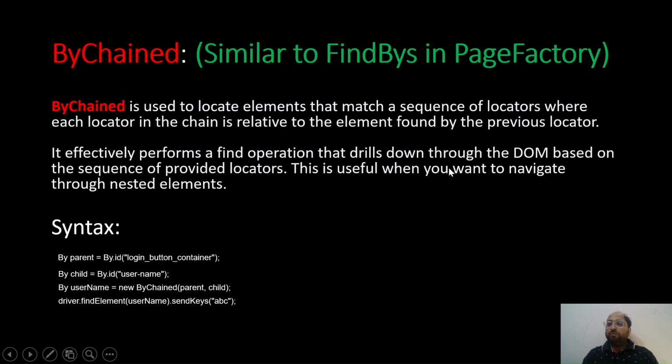This is useful when you want to navigate through nested elements, meaning this particular ByChained is useful when we have nested elements, and let us say in nested elements we want to locate the child element with respect to the parent, right? So this is where we are going to use ByChained. And if you're using PageFactory, we can use the @FindBys annotation as well. I'll be covering a separate session on this when I'll be covering PageFactory.